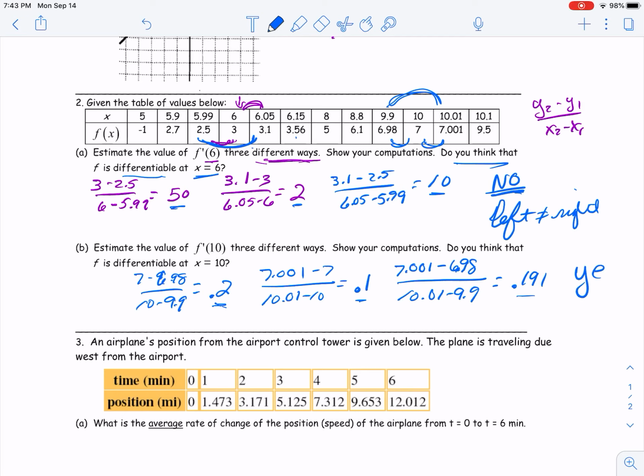I'm going to say yes. They look pretty much the same, close to each other. Okay? That's what it asked when they want 3 different computations. I did left side, this side, and then the whole overlap.